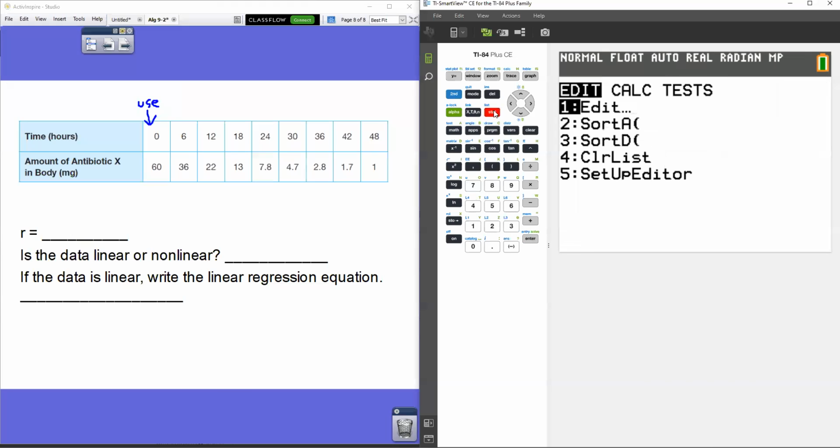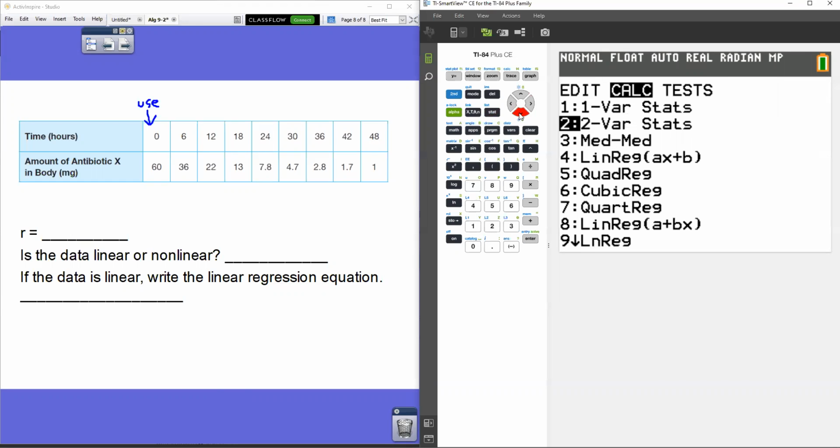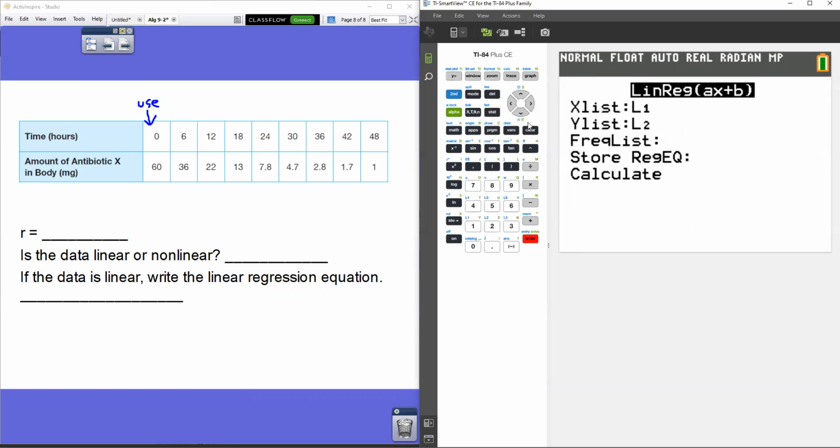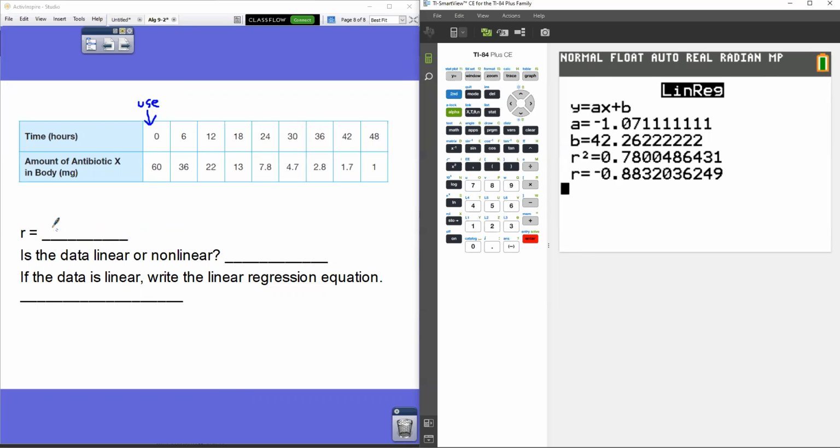So we're going to go to Stat, Calc, go down to number 4, which is linear regression, go down to Calculate, and I'm going to see my R value there. Now, this time my R value is negative. I'm just going to round to the nearest hundredth again. One of the other biggest mistakes that people make, and I don't know why this happens, is they forget to write down the negative sign when there's a negative sign there for our R value. I don't know why people do that, but they do it all the time on the quiz and the test for this chapter. Is the data linear or nonlinear? These are very close to -1. -1 is linear, so these would be linear.